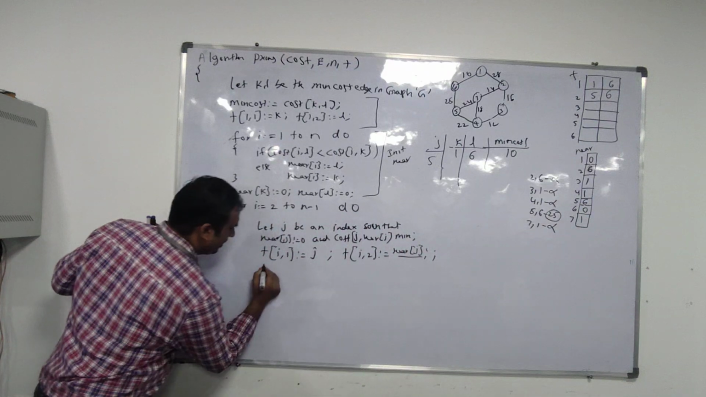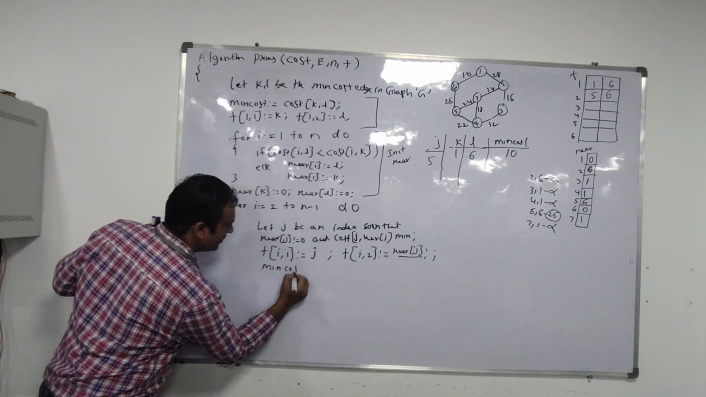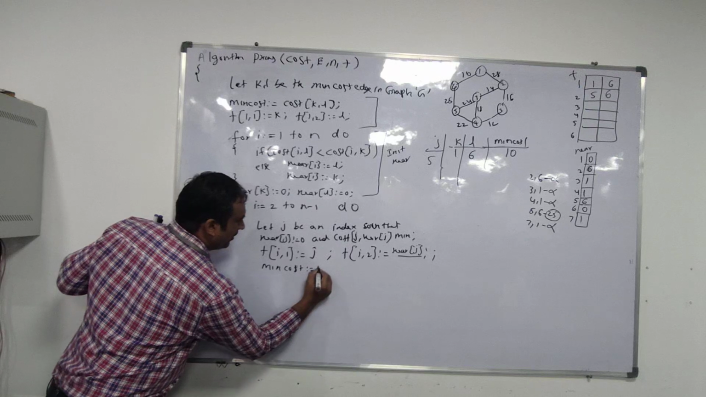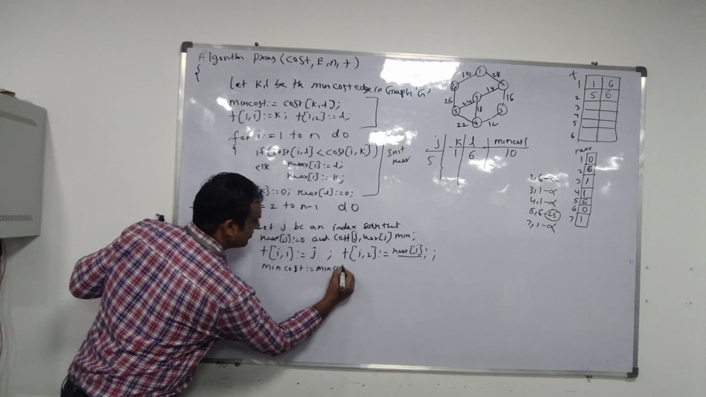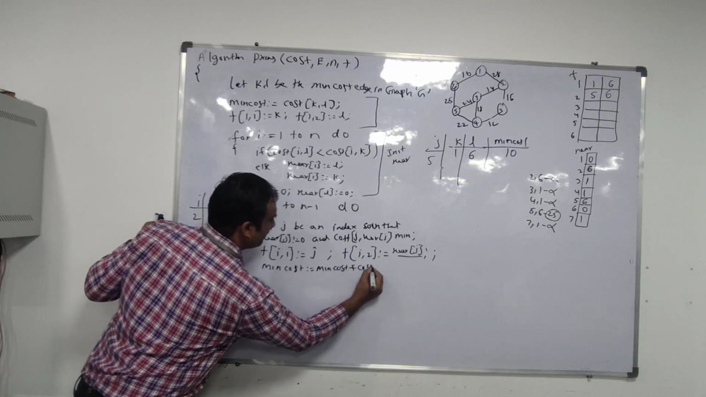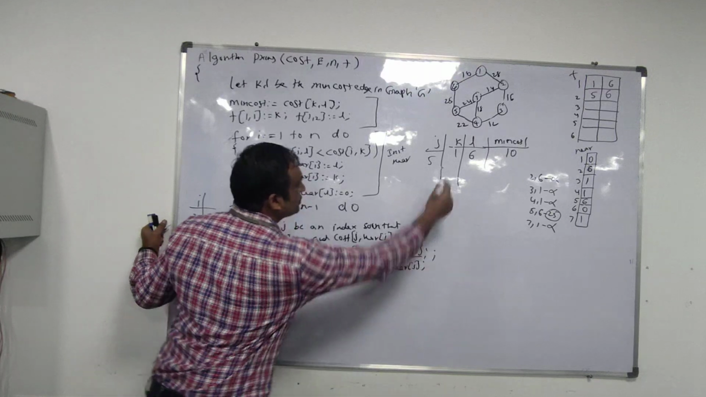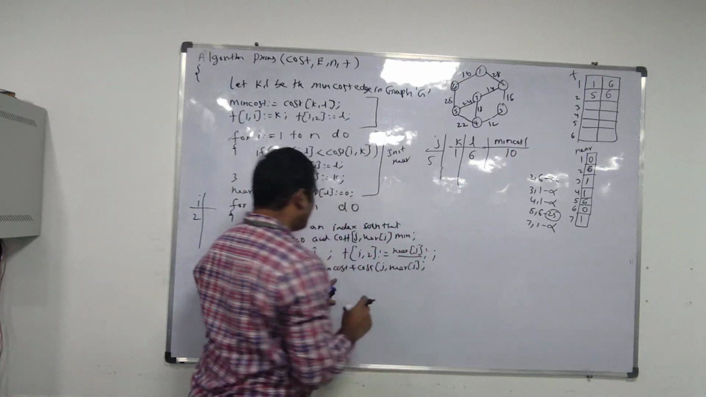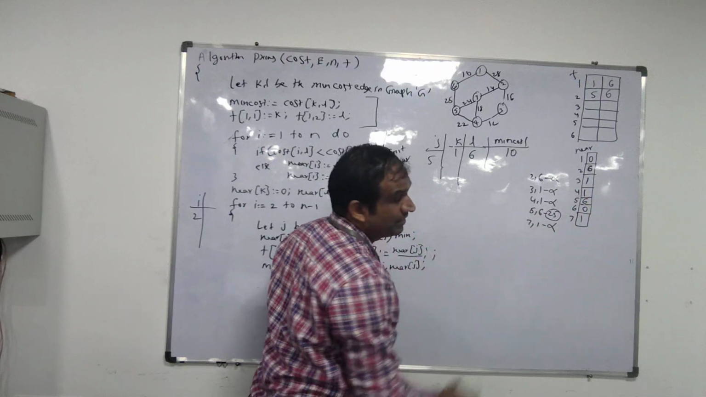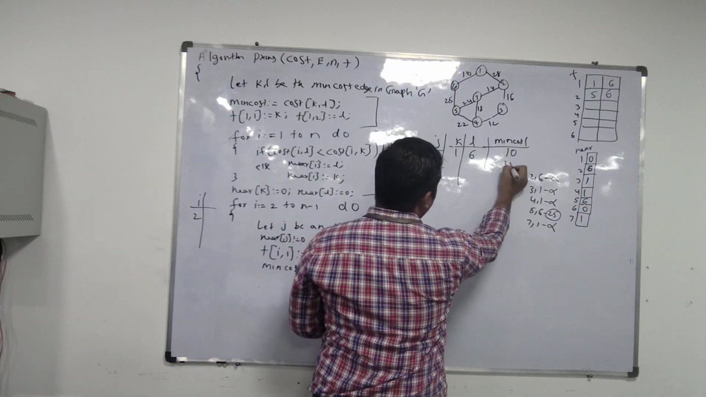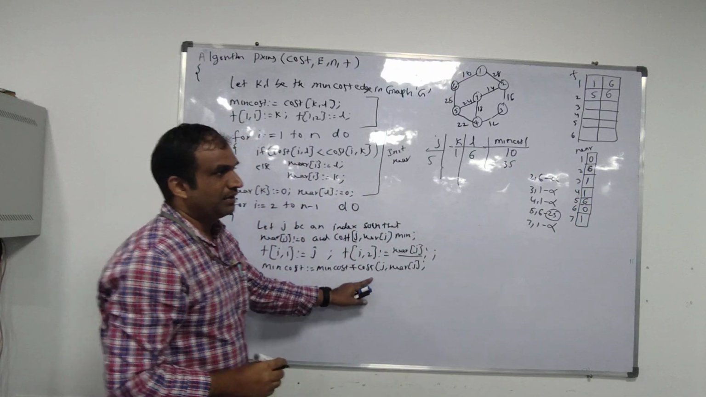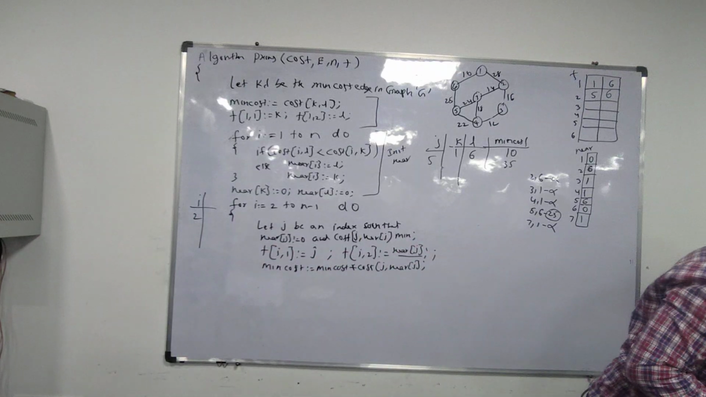So what will you do? Min cost is equal to min cost plus cost of j comma near of j. So already what was the minimum cost? 10. Min cost plus cost of 5 comma 6 is what? 25. 25 plus 10, 35. Now this is completed. Is that clear? So min cost is updated.